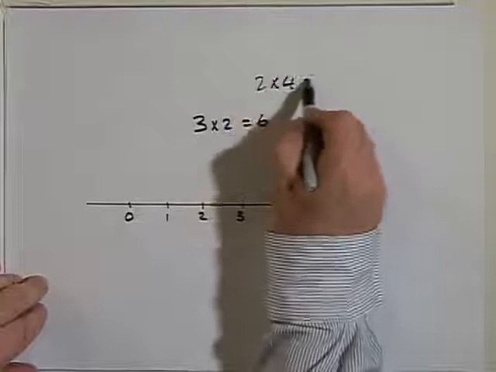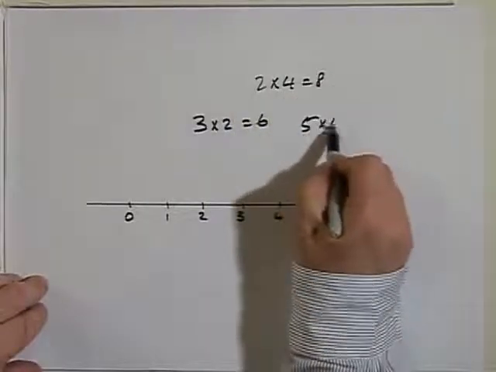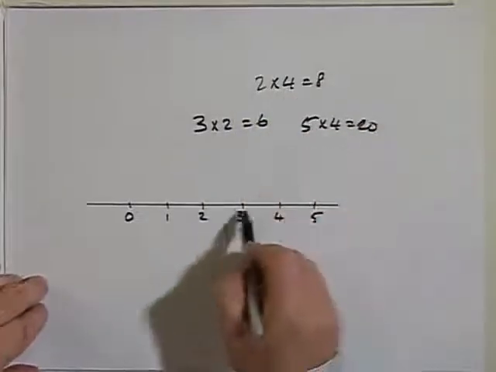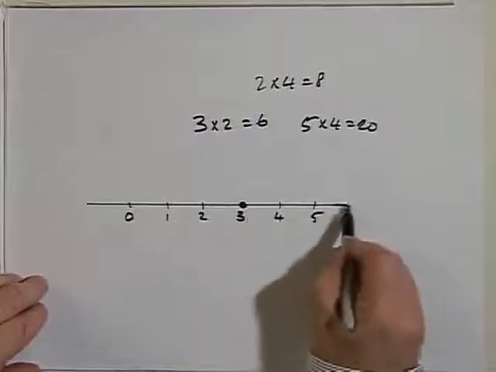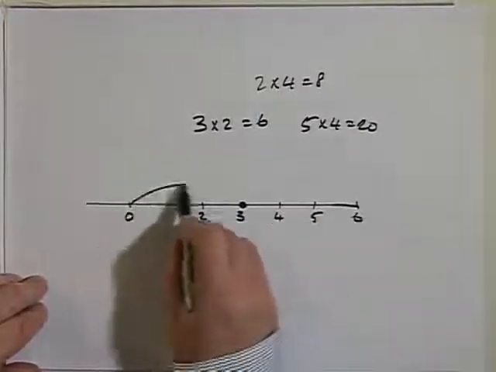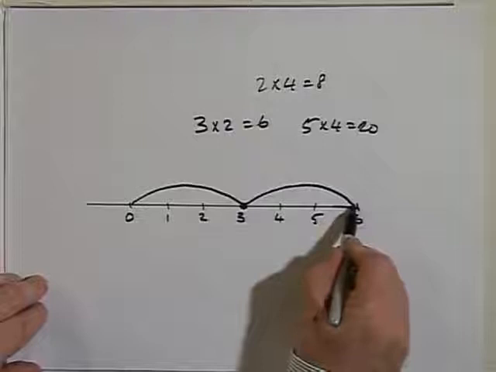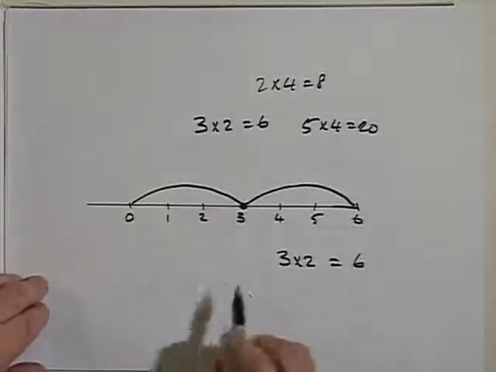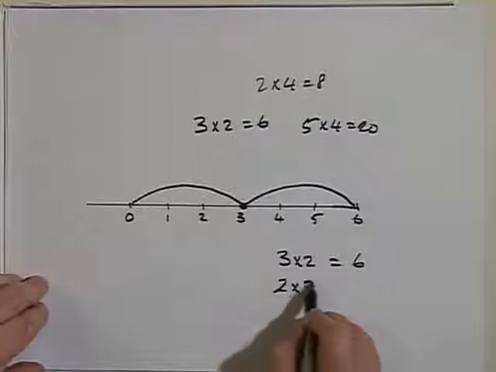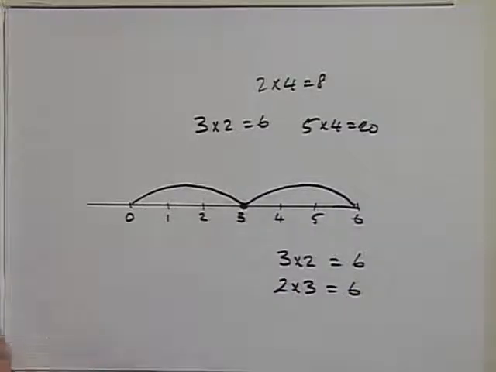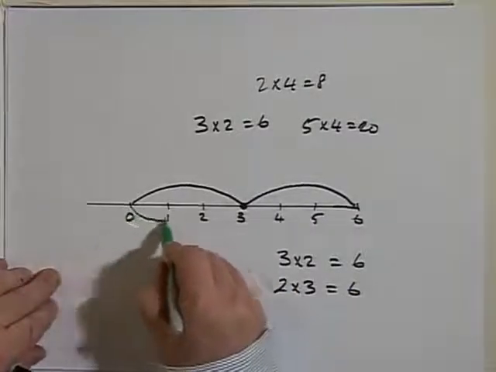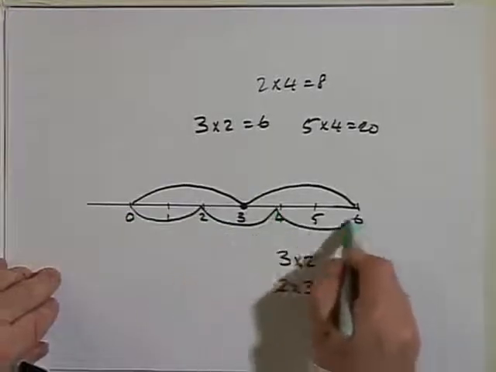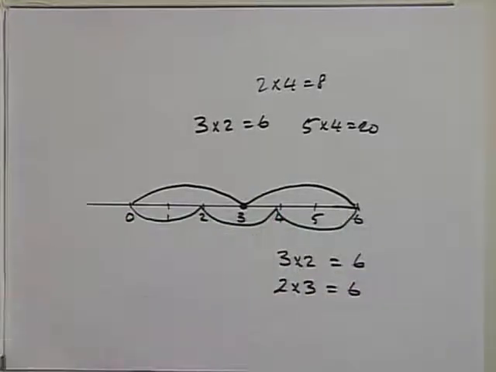2 times 4 would be 8. 5 times 4 would be 20. So they had this really cool thing of 3 times 2 would be one of those 3, and again, so 3 times 2 would be 6. Or in fact, more correctly, 2 times 3 would be 6, because 3 times 2 would be written like this. There's a 2, there's another one, there's another one. And this was really good.